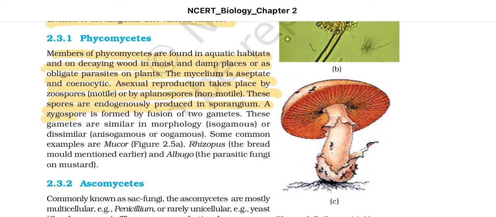A zygospore is formed by fusion of two gametes. These gametes are similar in morphology, isogamous, or dissimilar, anisogamous or oogamous. Some common examples are Mucor, Rhizopus, the bread mold mentioned earlier, and Albugo, the parasitic fungus on mustard.